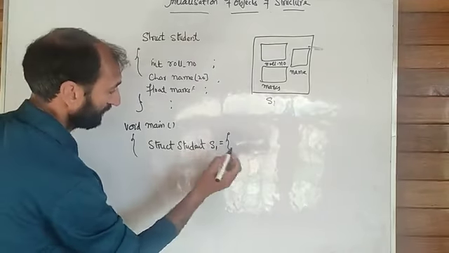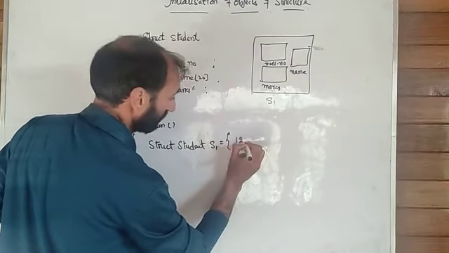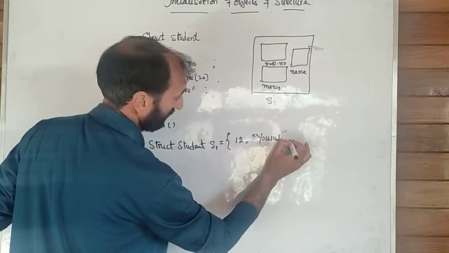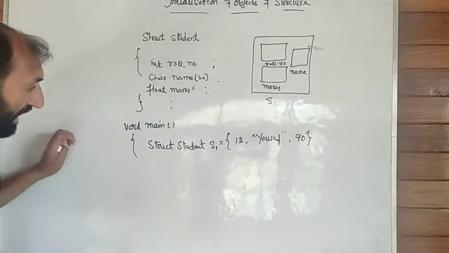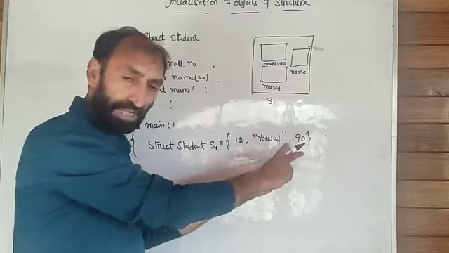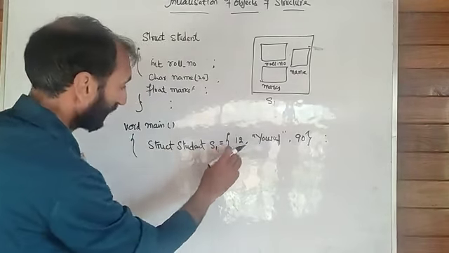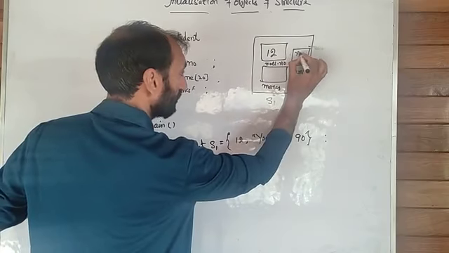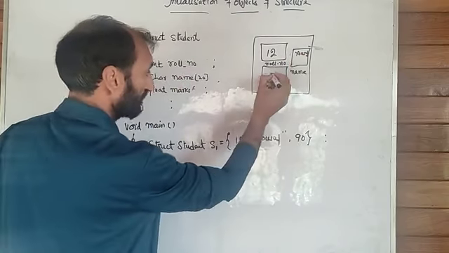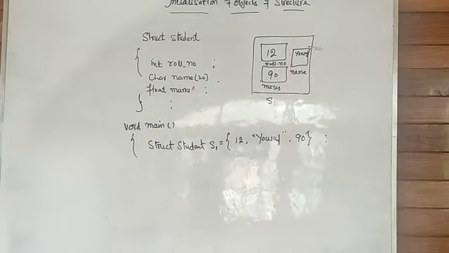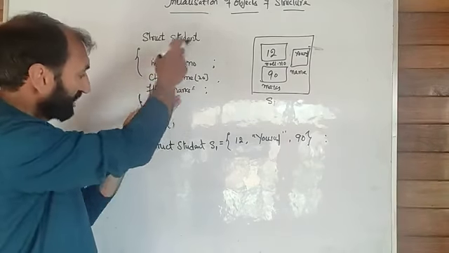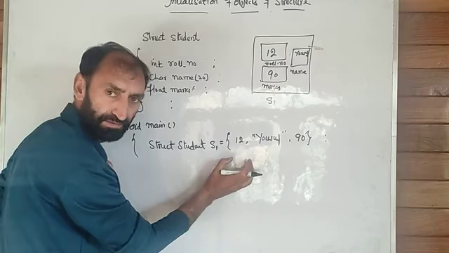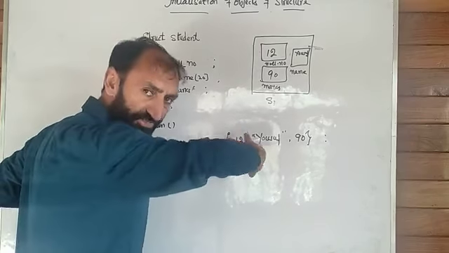So S1 equals, for example, 12, comma, Yousuf, comma, 90. This is compile time initialization. Here, the roll number is 12, the name is Yousuf, and the marks is 90. We can initialize the structure members this way, by this option. This is one option of initializing the structure members.